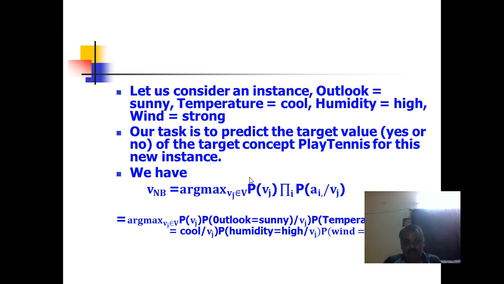Now, the problem is we will give one instance at a time and we need a proper classification for it. So let us consider an instance: outlook is equal to sunny, temperature is equal to cool, humidity is equal to high, and wind is equal to strong. Our task is to predict the target value, yes or no, of the target concept play tennis for this new instance. So the expression to be applied is this: naive Bayes classification is equal to argmax over Vj, an element of capital V, of P of Vj into the product of P of Ai given Vj for all i's.